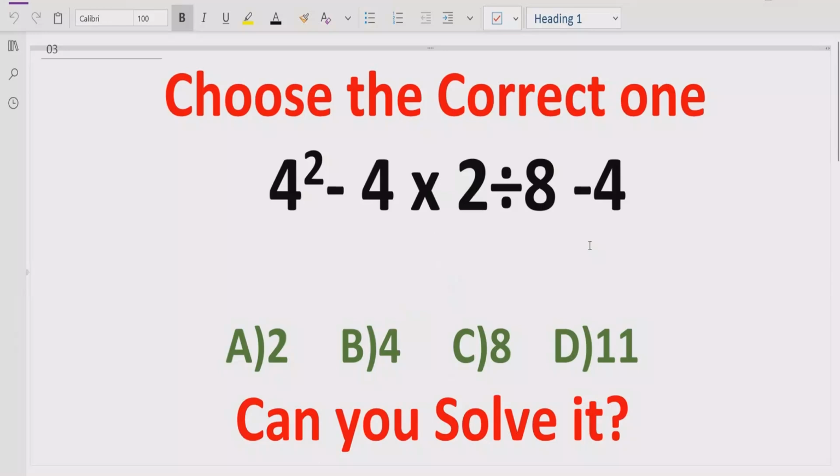Today we will solve another quiz which is related to arithmetic expression. The quiz contains the basic operations: plus, minus, multiplication and division. So we have to solve this quiz using the PEMDAS and BODMAS method and find out the correct answer. In the answer list we have 4 answers: A is 2, B is 4, C is 8 and D is 11. So let's see after solving it which answer is correct.